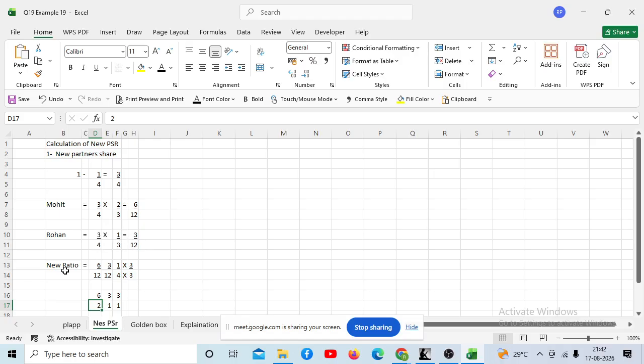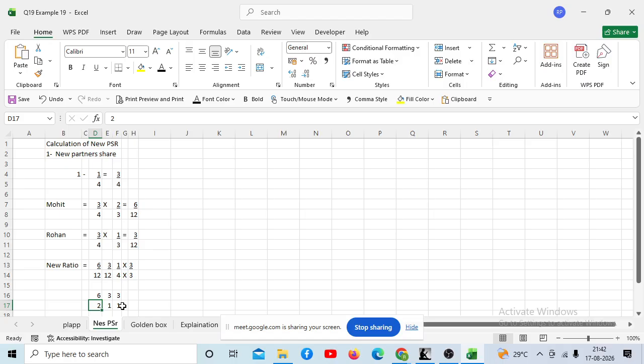Now we will write the new ratio. This fellow is 6 upon 12, this fellow is 3 upon 12, and the new partner's share is 1 upon 4. So we have to make the denominators equal. In order to make the denominator equal, here we have to multiply by 3, and the same number we will multiply on top also. So it becomes 6 is to 3 is to 3, which can be further reduced to 2 is to 1 is to 1. Got it?